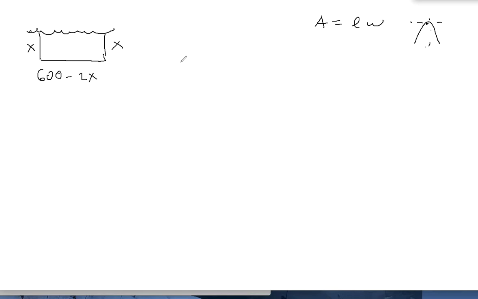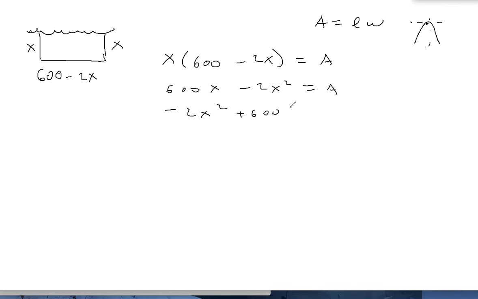So now for my quadratic, I can do x times 600 minus 2x. And then that's going to represent the area as a function of x. So distributing, I would have 600x minus 2x squared equals area. And then let's just write that in descending order. Okay, and so that is our area.